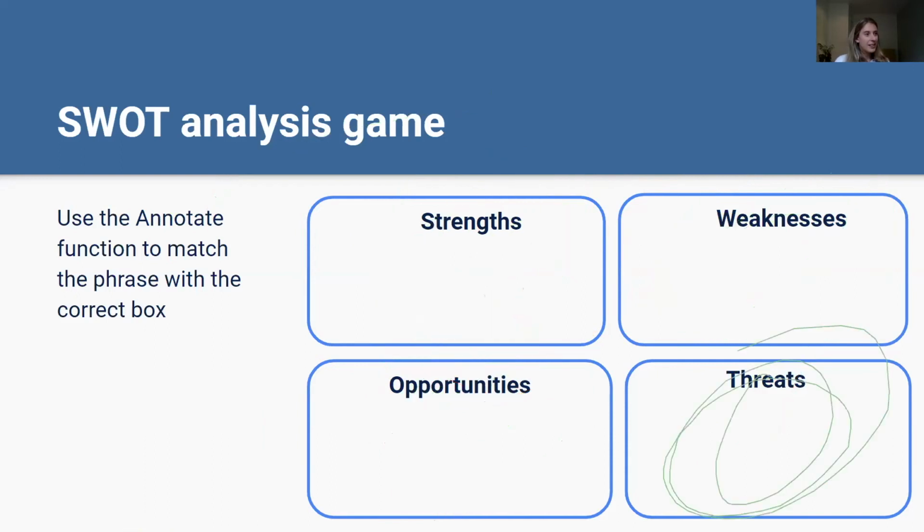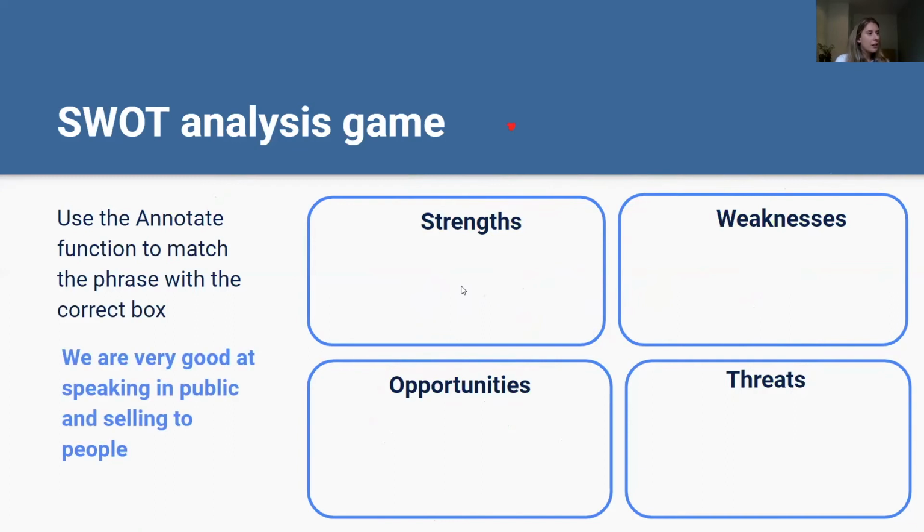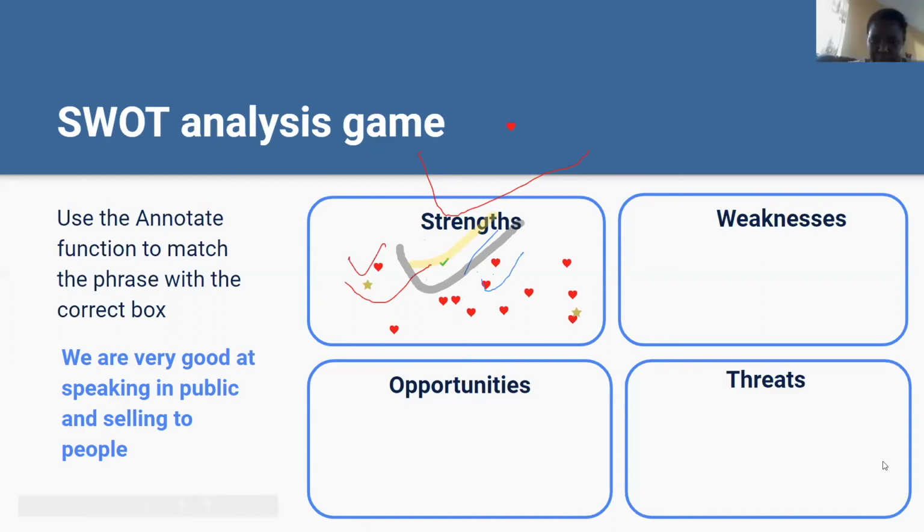So Susanna's going to clear what you've drawn if everybody waits for a moment. So the first phrase is, we are very good at speaking in public and selling to people. So put your tick wherever you think it is: strength, weakness, opportunity, or threat. Everyone's going for the same one so far.